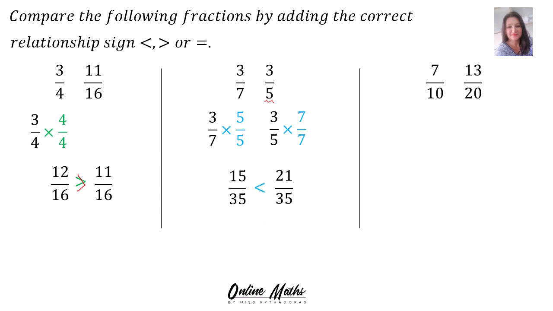Last example, 7/10 and 13/20. So the LCM will be 20. So we will multiply the numerator as well as the denominator by 2. And we end with 14/20, and there's the 13/20. So do you agree 14/20 will be greater than 13/20?